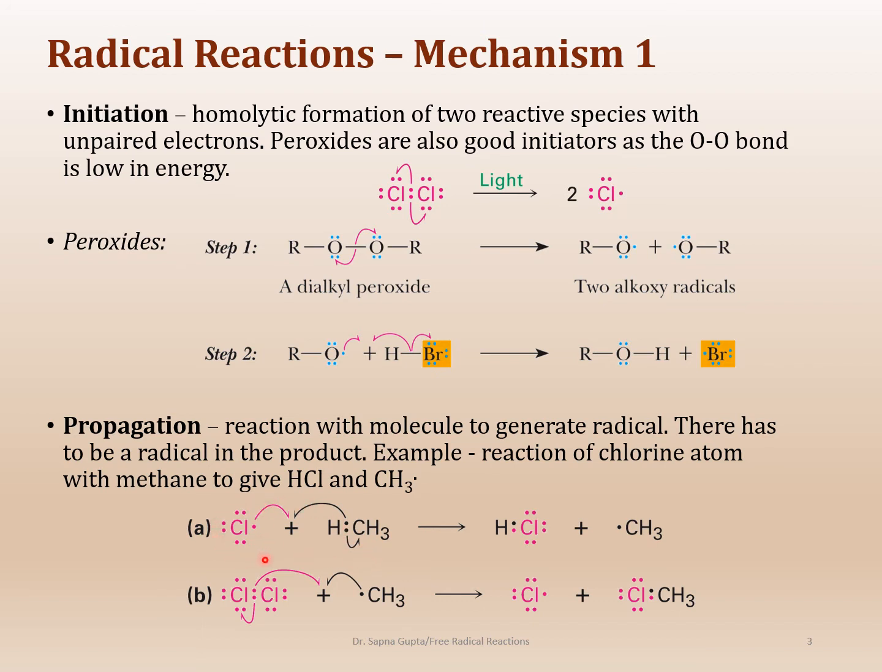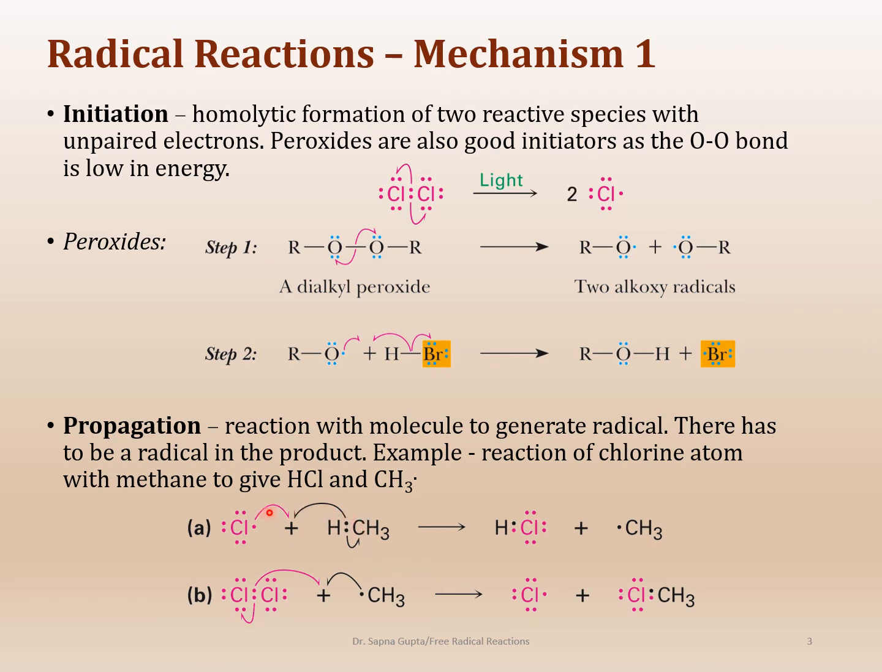So once the chlorine radical is there in the presence of methane, it will start to abstract this hydrogen from there, because the C-H bond can be broken. There is no other bond to be broken anyway except for the C-H bond. So this C-H bond then tends to break.